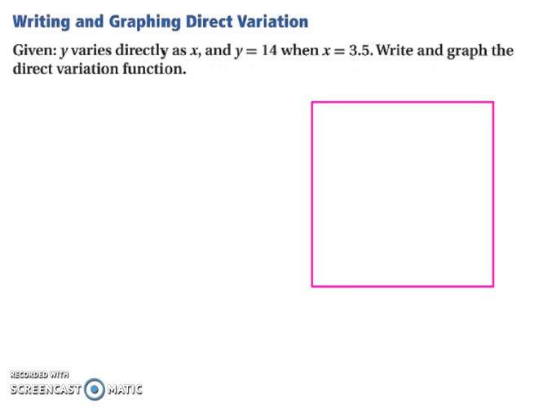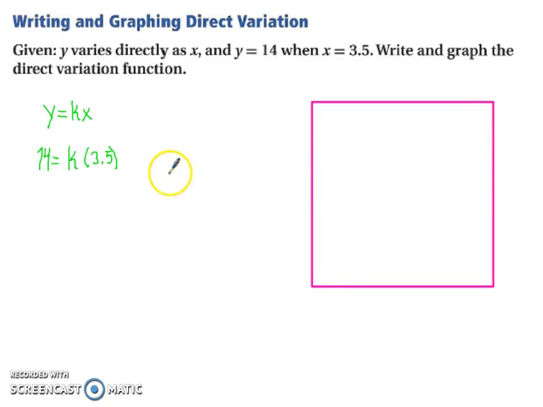So we're going to write and graph direct variations. We're given y varies directly as x, and y equals 14 when x equals 3.5. So we're going to write and graph the direct variation function for that. So let's start with our y equals k times x. Our y is 14 when x is 3.5. We don't know what our k is, but to be able to create a graph, we need what k is. So we're going to solve for k.